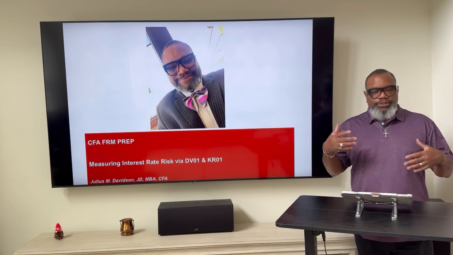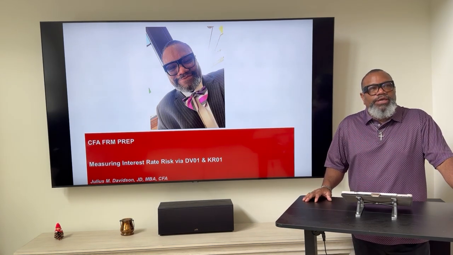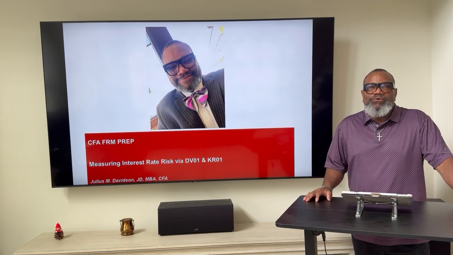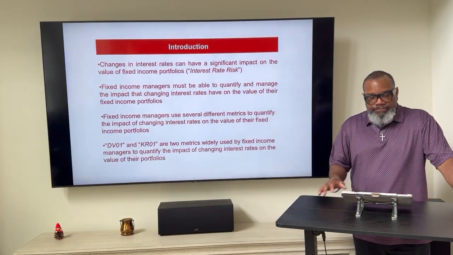Today we're going to be discussing measuring interest rate risk, and we're going to be looking at two popular metrics that fixed income managers use to measure and quantify interest rate risk. The first one is DV01 and the second one is KR01. So let's jump right in.